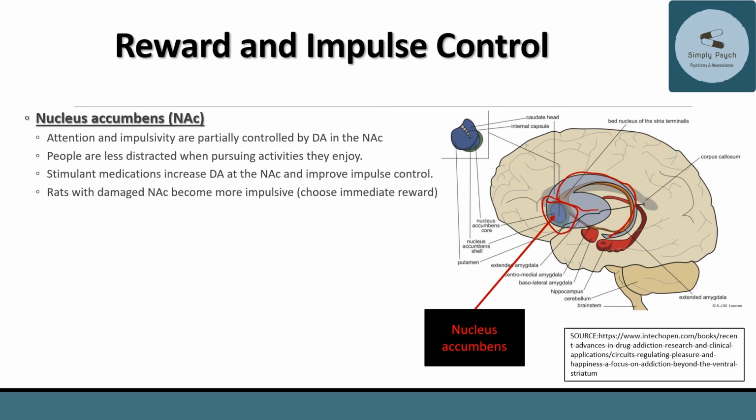We know that attention and impulsivity are partially controlled by dopamine within the nucleus accumbens. We know that people are less distracted when pursuing activities they enjoy. Stimulant medications increase dopamine at the nucleus accumbens and improve impulse control. And rats, interestingly, when their nucleus accumbens are damaged, become more impulsive, and they choose the immediate reward instead of waiting. So the nucleus accumbens is very important.